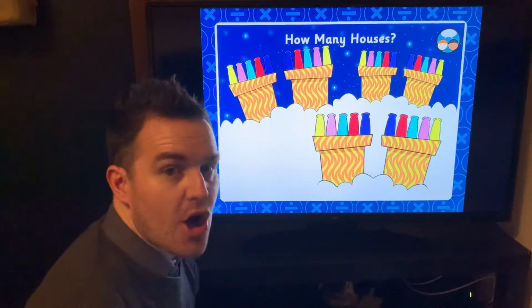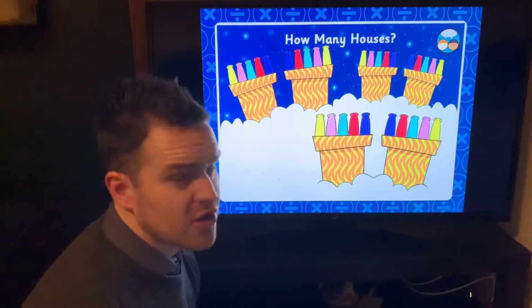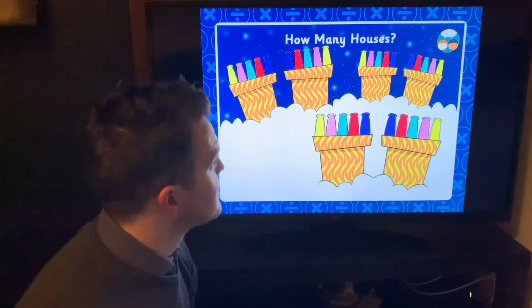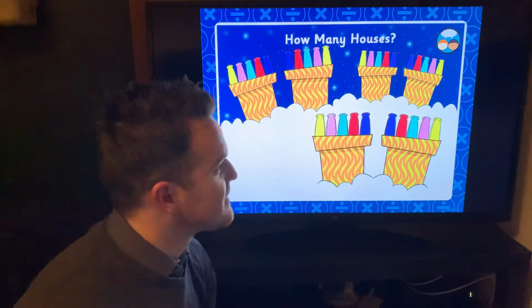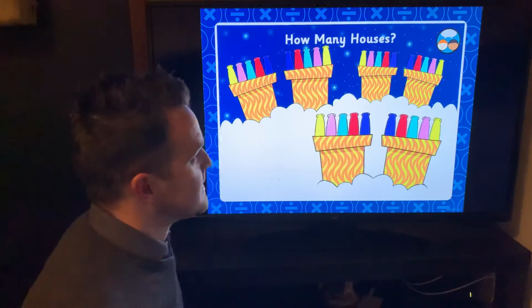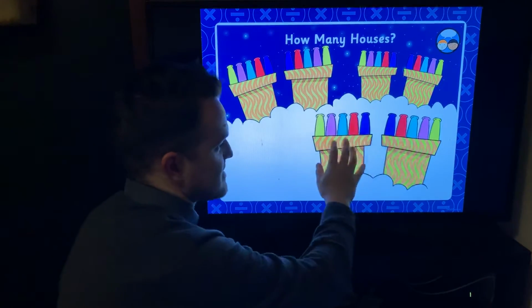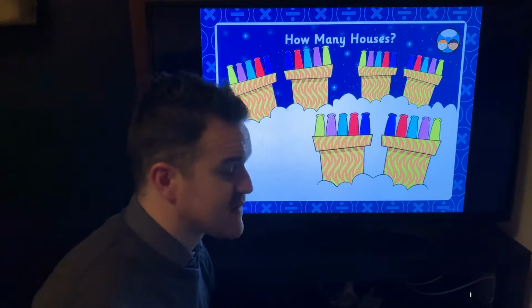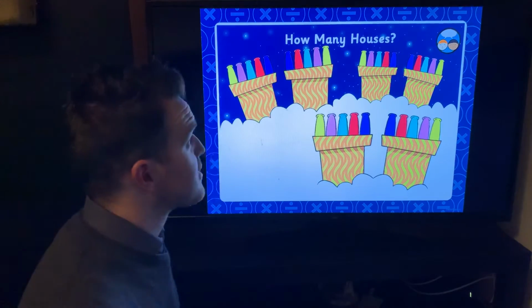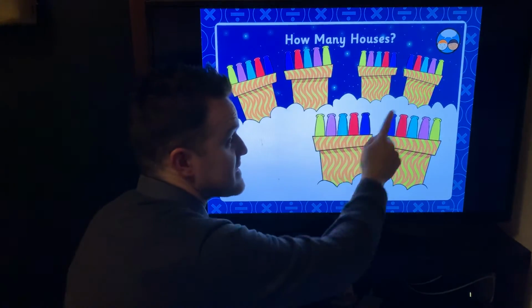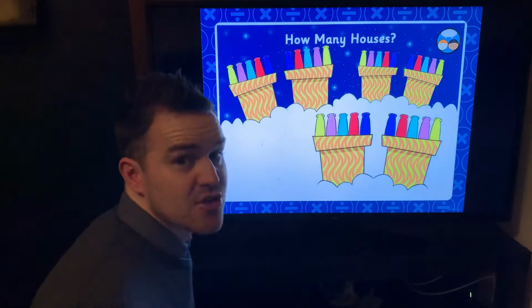Okay. How many houses? Not how many chimneys, how many houses? Each jiveling's house has 5 little spouts on the chimney. So let's see, we've got 1, 2, 3, 4, 5, 6 houses. So 6 groups of 5 making all together 5, 10, 15, 20, 25, 30. So there is 6 groups of 5 and 30.